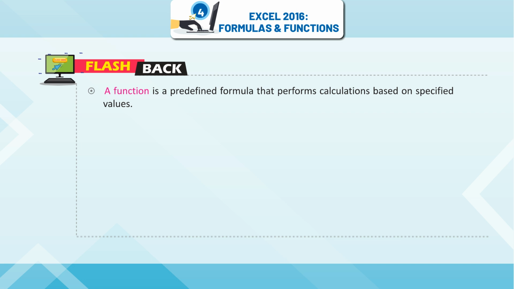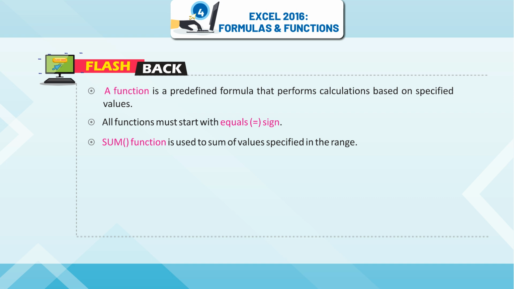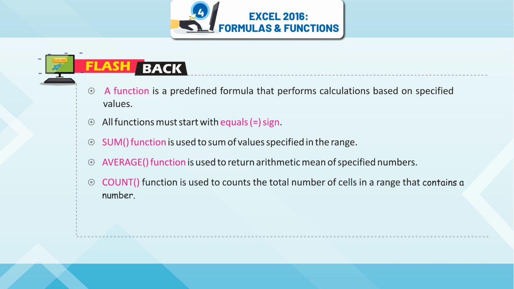Flashback. A function is a predefined formula that performs calculations based on specified values. All functions must start with equals sign. SUM function is used to sum the values specified in the range. AVERAGE function is used to return the arithmetic mean of specified numbers. COUNT function is used to count the total number of cells in a range that contain a number.